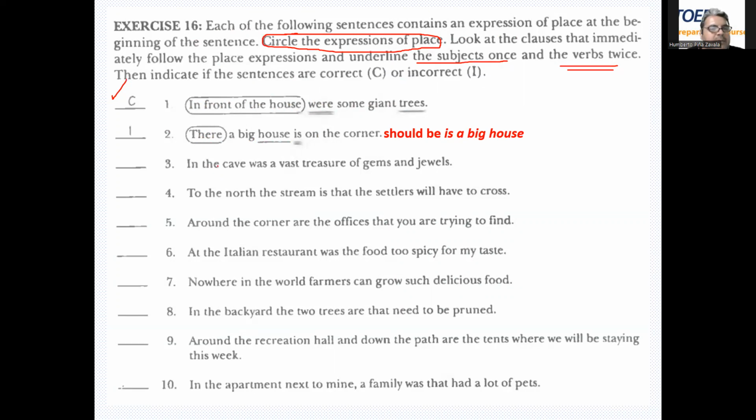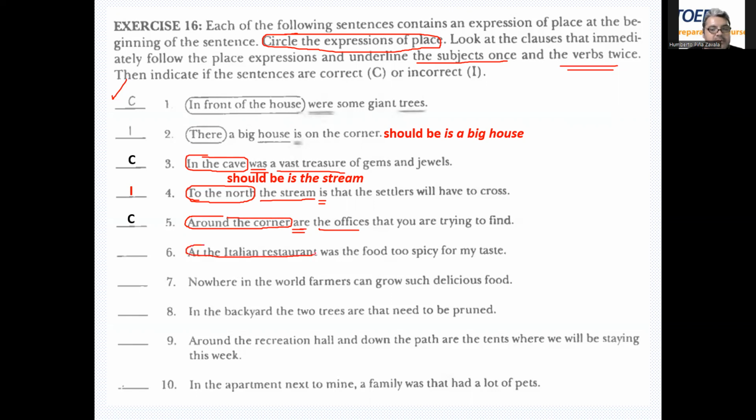Okay, now that you come back, we have number 3. In the cave was a vast treasure of gems and jewels, right? So this is correct. To the north, the stream is that the settlers will have to cross, right? This is incorrect. It should be to the north is the stream, right? Because we need that expression, to the north. It's not a complete sentence without it. Around the corner are the offices that you're trying to find. So this is fine, no problem.